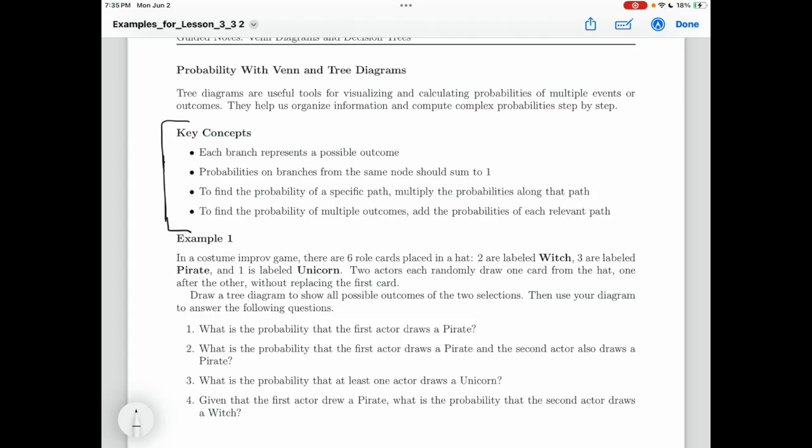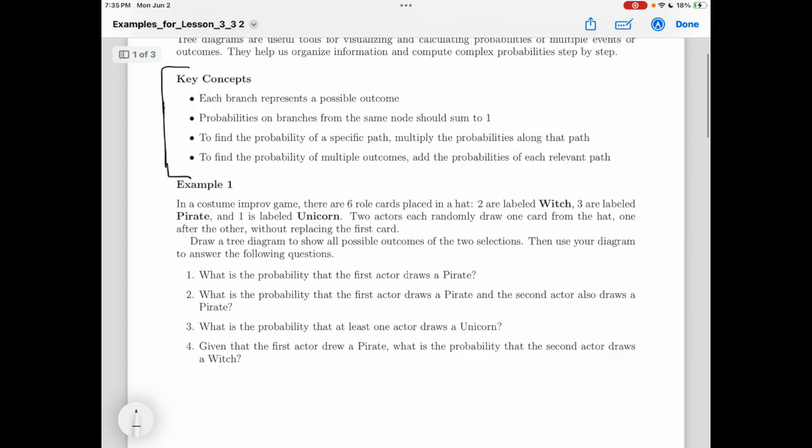But another key concept: to find the probability of a specific path, we're going to multiply the probabilities along that path. That's when we have a sequence of events. We multiply each event as it happens down the path. To find the probability of multiple outcomes, we're going to add the probabilities of each relevant path.